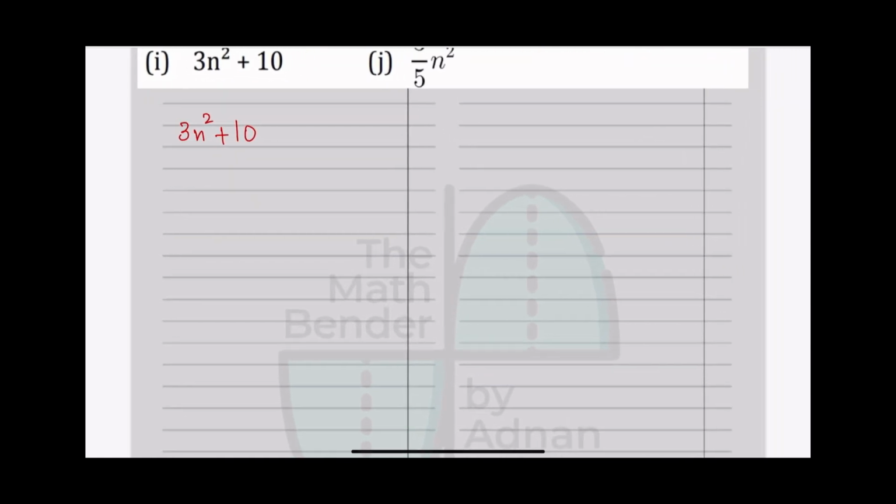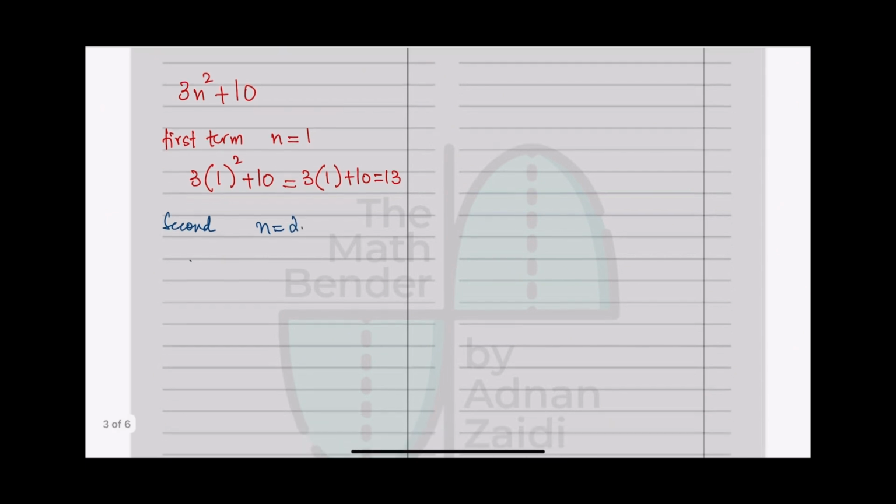For the first term, n is going to be 1. So 3, instead of n I place 1, squared, plus 10, which gives 3 times 1 squared is 1, plus 10, which equals 13. For the next term, n turns out to be 2. The same formula applies: 3 times 2 squared plus 10. 2 squared is 4, 3 times 4 is 12, plus 10, which is 22.